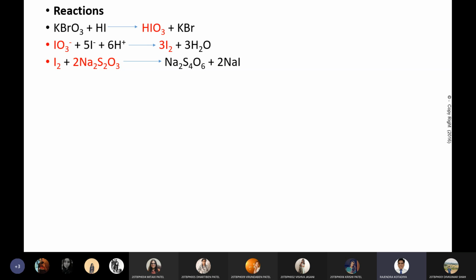Okay, just look at the first reaction. Based on the first reaction, 1 mole of KBrO3 generates 1 mole of HIO3. Is that right, Mitakshi? Yes, sir. In the second reaction, you can see that HIO3 undergoes further rearrangement. It will further react with the ions of iodine as well as H plus, or the protons, and it will rearrange to its molecular form, and it forms 3 molecules of iodine.